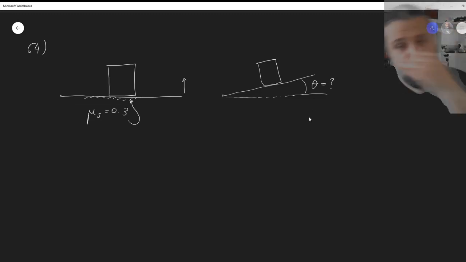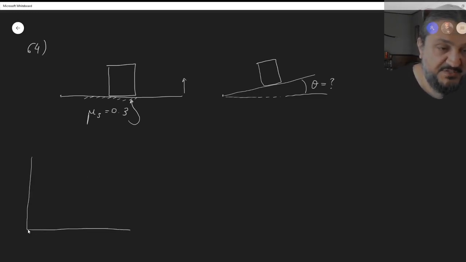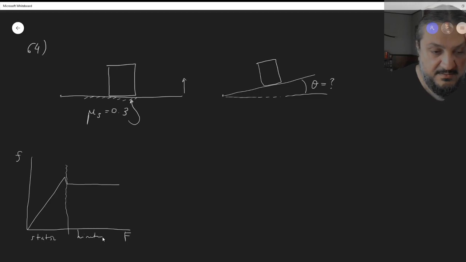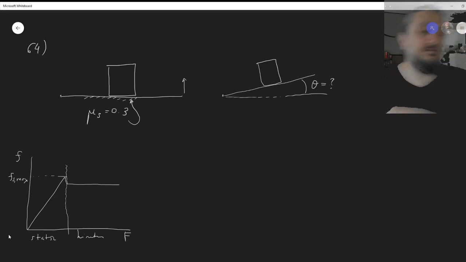And below that, the box will not be moving, okay? So it all comes down to that picture that I drew earlier. The horizontal force versus the friction force. This is the breaking point. This is the static phase. And after that, it becomes kinetic. So we're after right here, okay? What we want to find is this maximum value of the static friction force, Fs max.